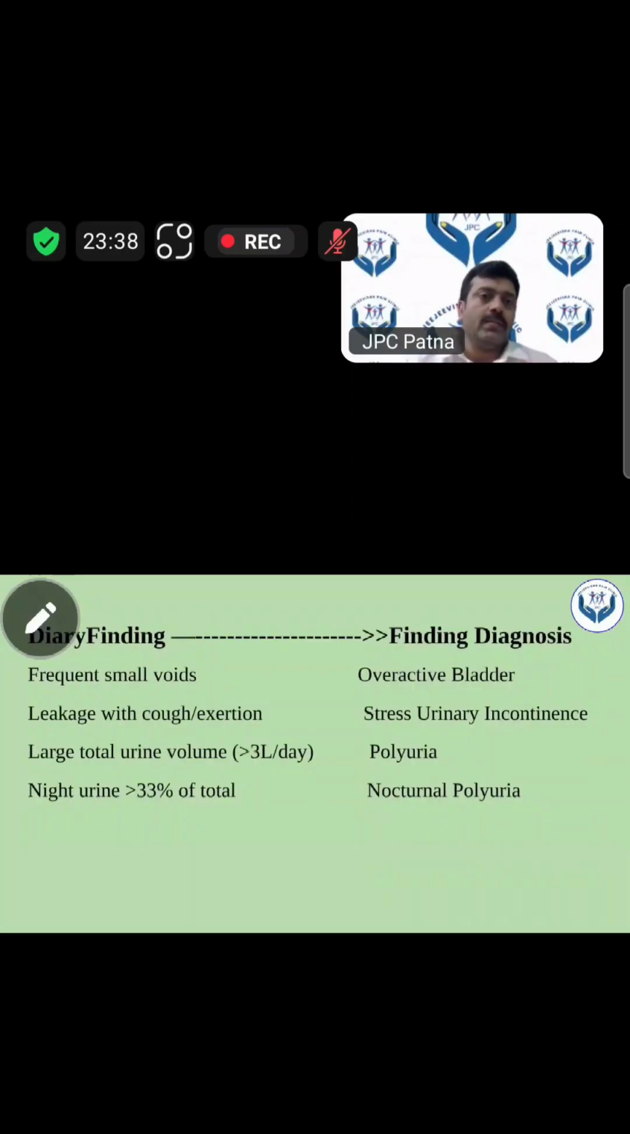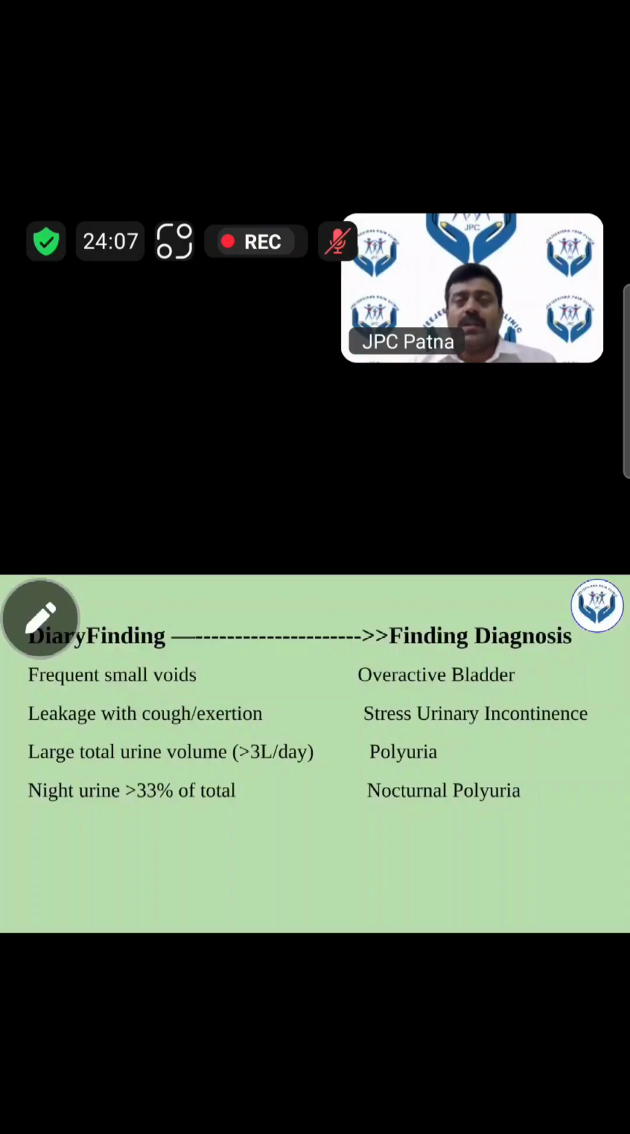And if there is incontinence, when it is the most, what activity the patient is doing, whether it was at the time of coughing, these things can all be read from the bladder diary. So what are the diary findings that will lead to your diagnosis? The most important is, if frequent small voids are coming out, overactive bladder. If there is urine leakage on cough or exertion, during exercise or while putting pressure on the abdomen, stress urinary incontinence. Large total urine volume, 3 liters per day, is polyuria, which can be seen in brain injury patients.